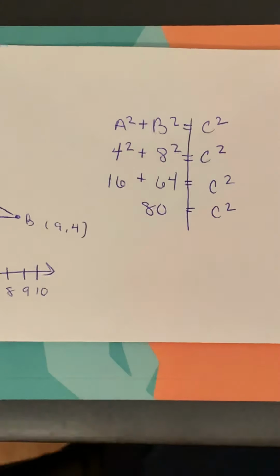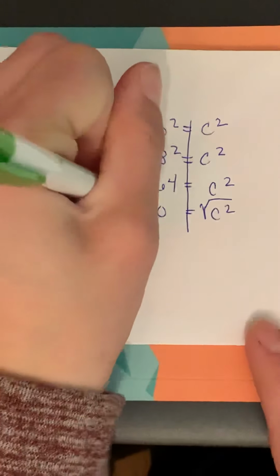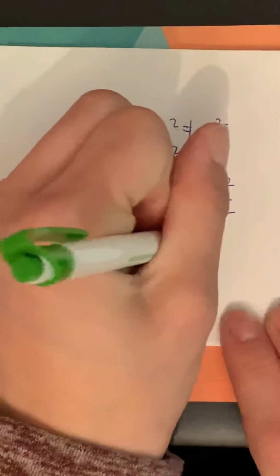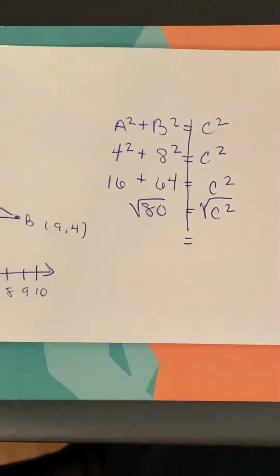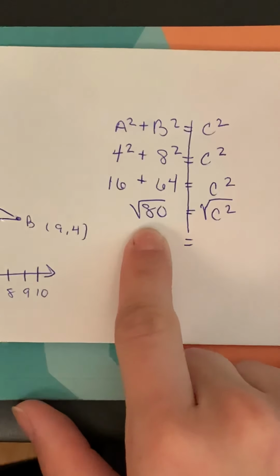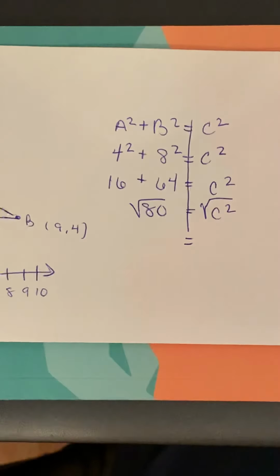What we do to one side, we have to do to the other. So if I take the square root of C squared and the square root of 80, now, thinking about this way back when, do you remember when we were estimating square roots? There's a perfect square that's really, really close to 80. What do you think on that one? 81. The square root of 81 is 9. So we know it's going to be super close to 9.